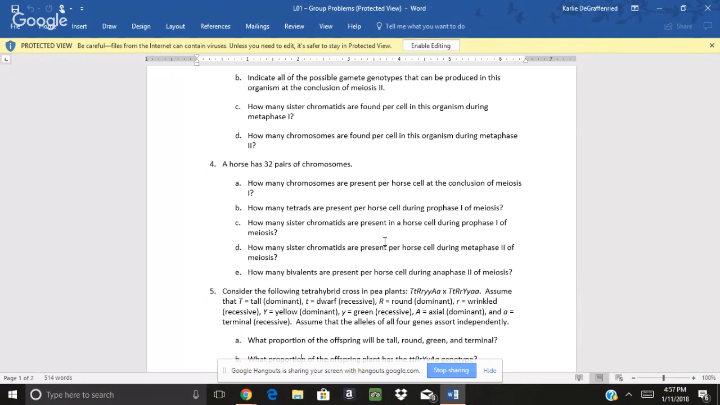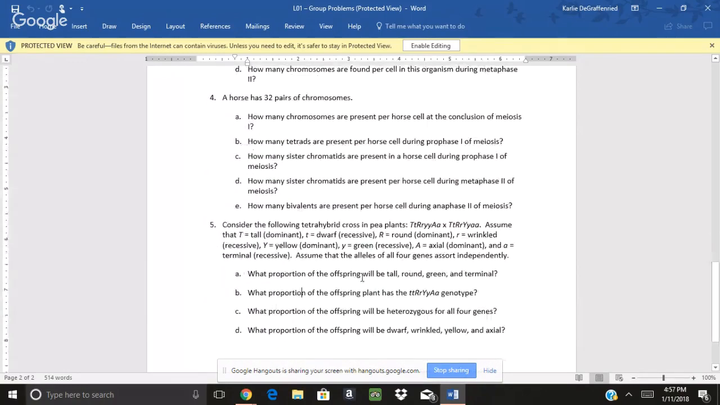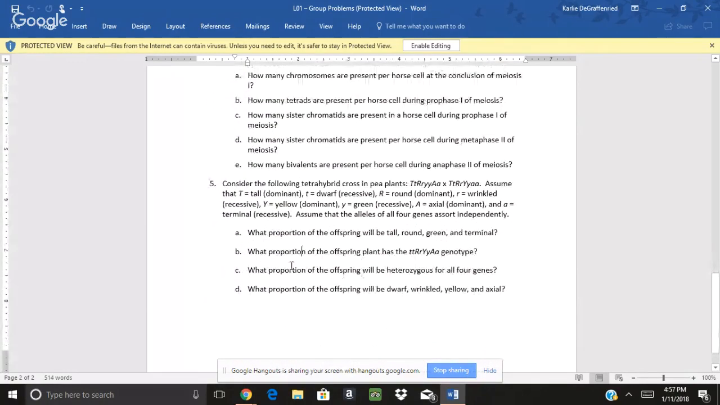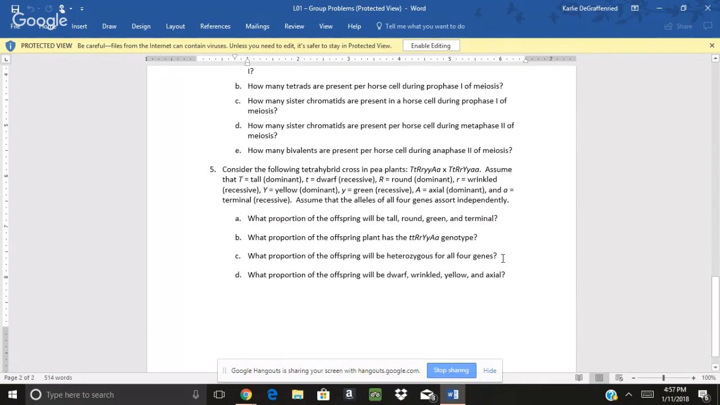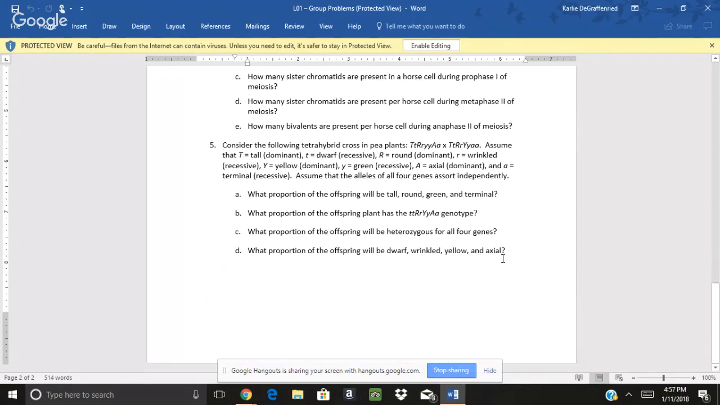Consider the following. Question 5. Consider the following tetrahybrid cross in pea plants. It gives a genotype and tells me exactly what those mean. Assume that all the alleles of the 4 genes sort independently. A. What proportion of the offspring will be tall, round, green, and terminal?